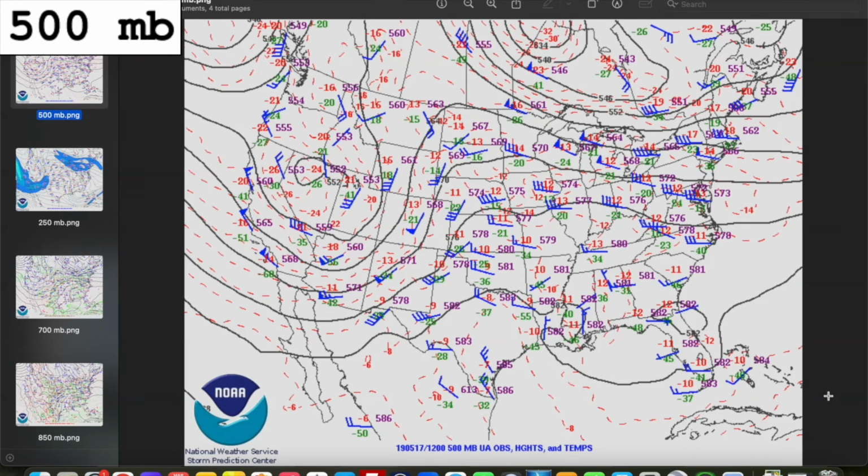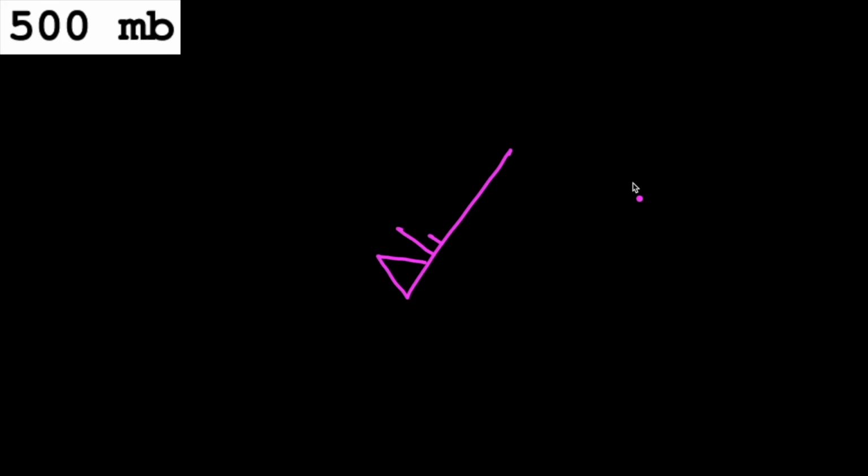First, let's just give you a brief overview of what all of these symbols and lines mean. Basically, these blue barbs here are wind barbs. They tell us the speed and direction of the wind. These barbs consist of flags, full staffs, and half staffs. Each flag is worth 50 knots. The winds in the upper levels of the atmosphere are measured in knots. The full staffs are worth 10 knots, and the half staffs are worth 5 knots.